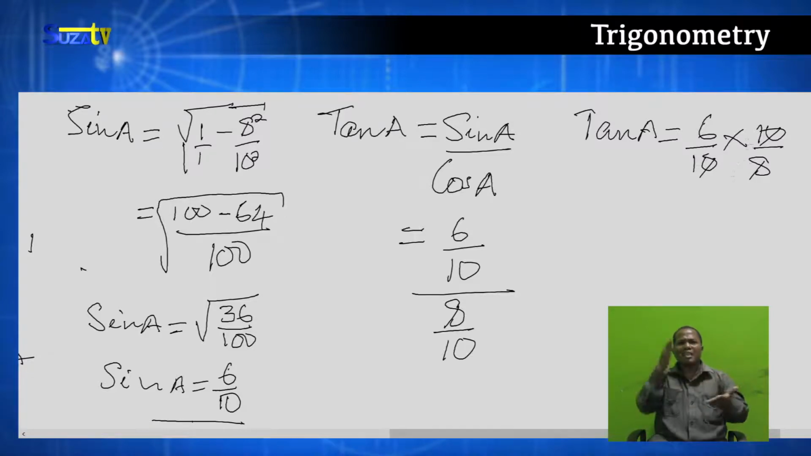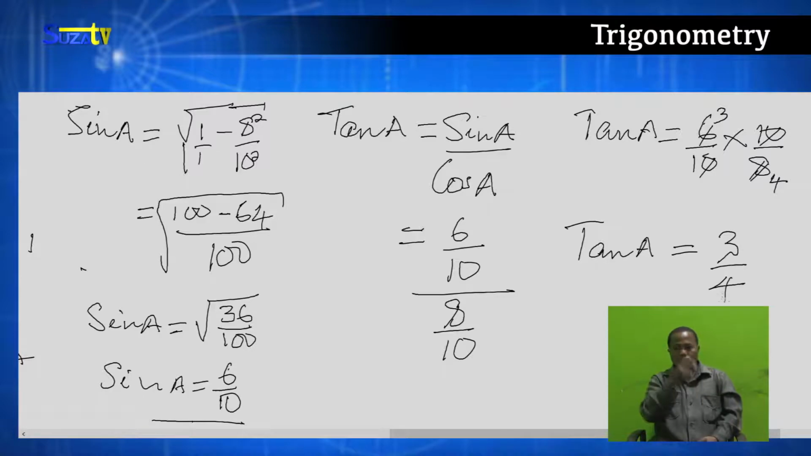So what is the common factor, the smallest common factor that can simplify both 6 and 8 here? We can see it is number 2. Number 2 divides 6 without remainder, which gives you 3. There are 3 2's in 6, and there are 4 2's in 8. So finally we have tangent of angle A equal to 3 out of 4.